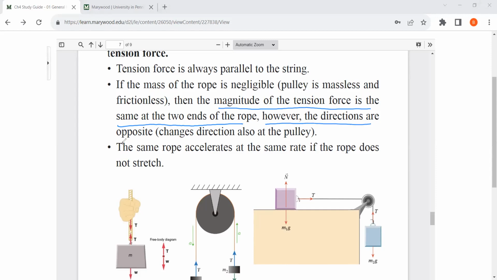However, the directions are opposite. So once you know the tension force at one end of the rope, we can determine what happens at the other end of the rope. Let's go to the pictures and then discuss. It says that the magnitude of the tension force is the same at the two ends of the rope, however the directions are opposite. So what it means is this.